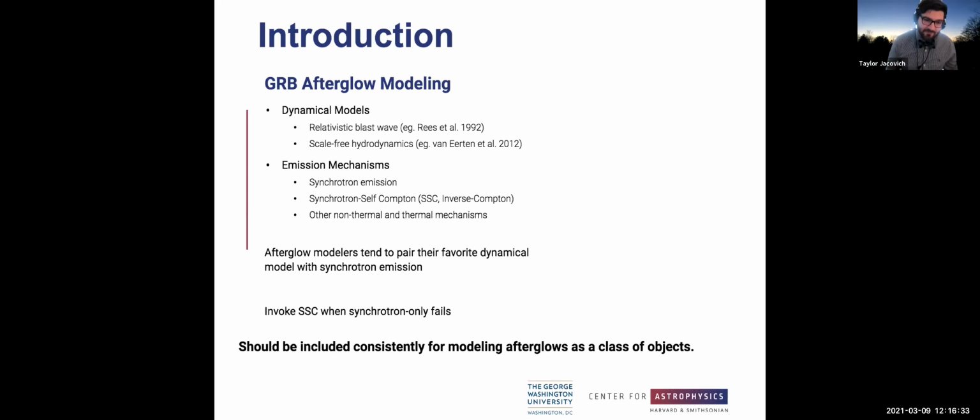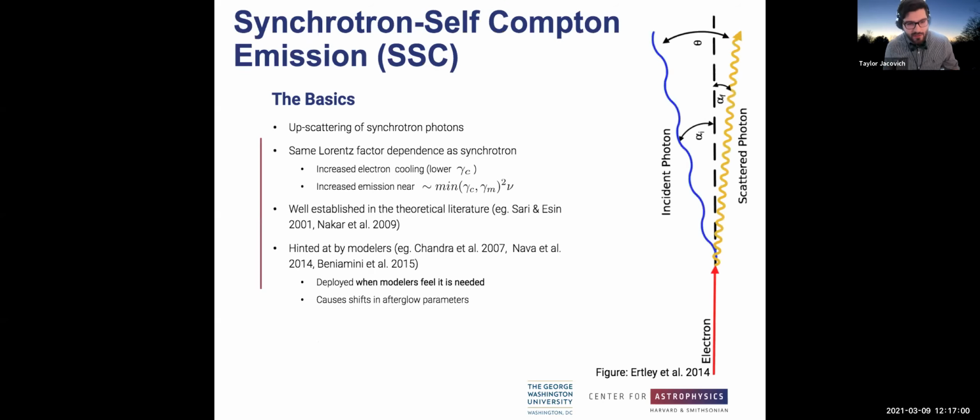In general, afterglow modelers tend to pair their favorite dynamical model, whether it be a blast wave or the hydrodynamics, with synchrotron emission, and then they often will invoke Synchrotron-Self Compton when synchrotron fails. But if we're looking to model our afterglows as a class of object, we really need to include both of them all the time. And the reason for that is because the parameter space will change, and I'll show you exactly why in the next couple slides.